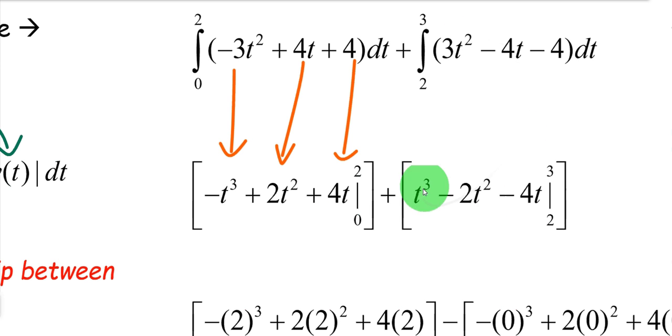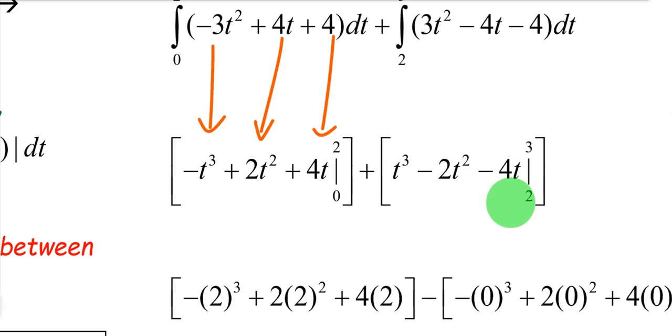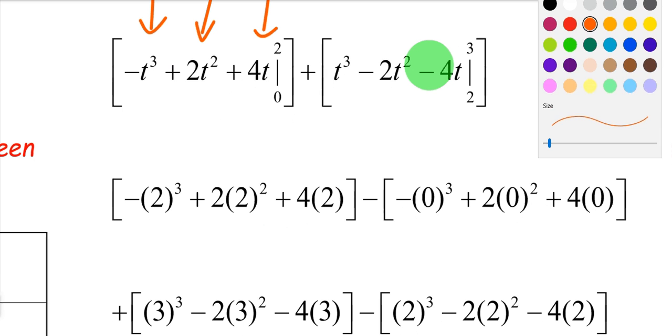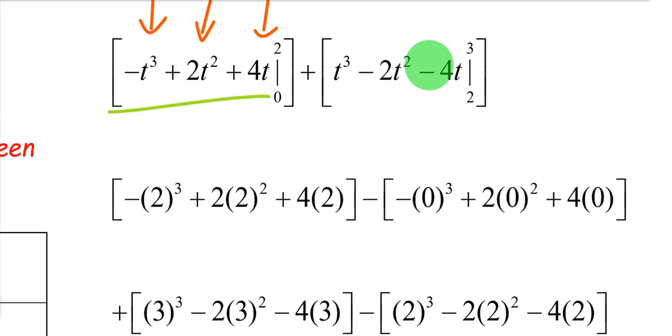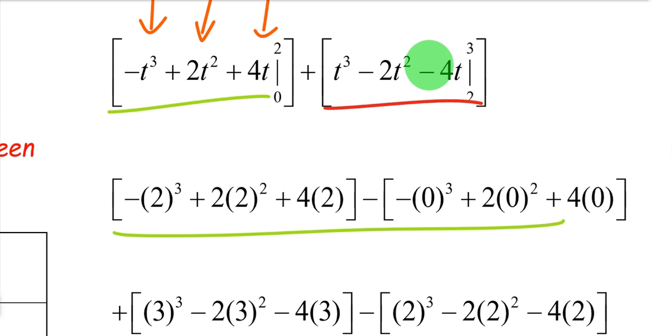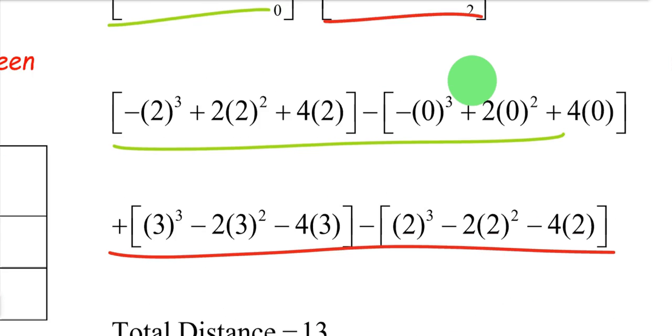And then over here we're going to plug in 3, right? And then we're going to plug in 2. Subtract when you plug in 2. So this right here is just the first part of plugging in, right? And let me color code this so you don't get confused. Okay, this is the first part. And then this down here is the second part of plugging in our limits of integration.